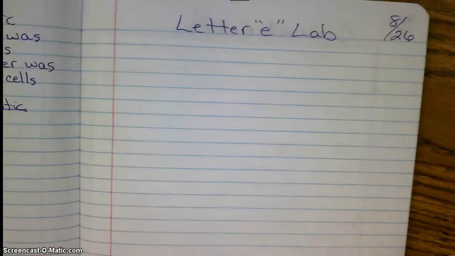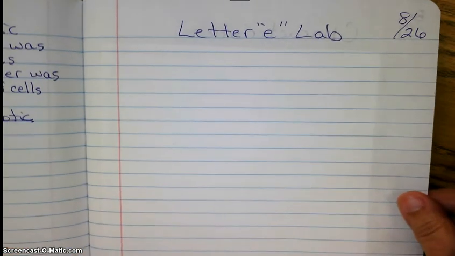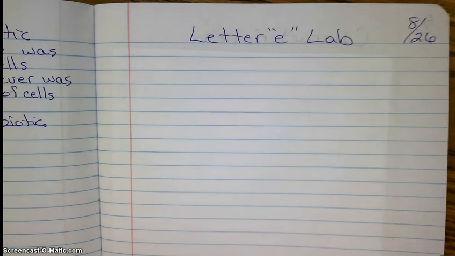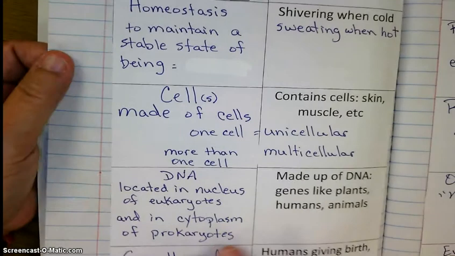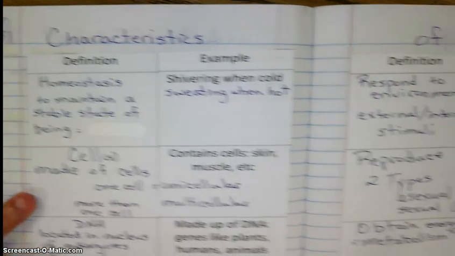On to page 3, you will have the letter E lab. We'll glue that in after the test. There won't be anything on the test about how to use a microscope or that letter E lab. So when we go to page 4, you've got 4 and 5. These are the characteristics of life.